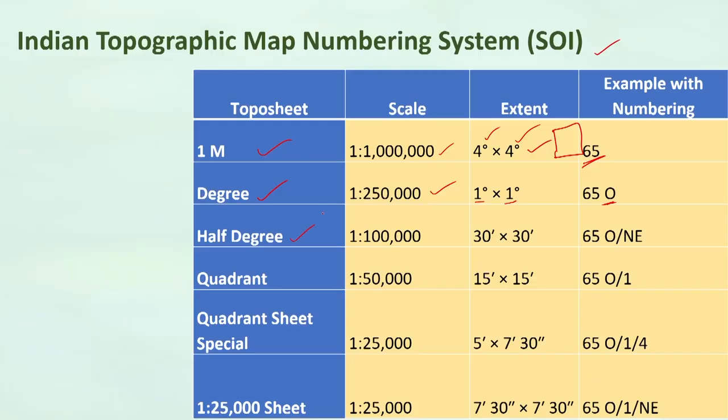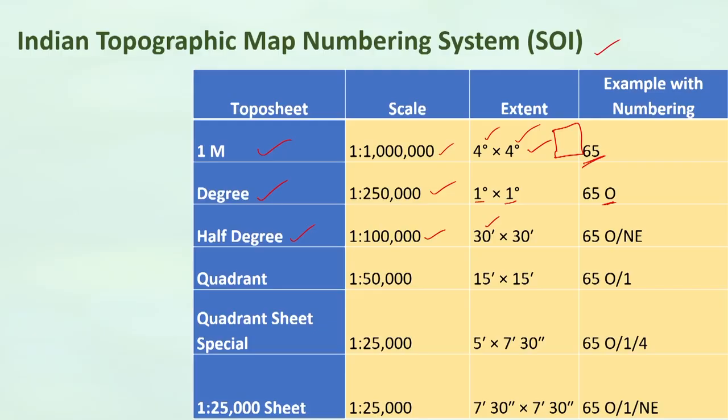Next, the half degree topo sheet. The scale of this topo sheet is 1:1 lakh. It will cover 30 minutes longitude, 30 minutes latitude, right. If you look at the number of this kind of topo series map, it will have first 2 numbers, then 1 alphabet, then a direction. Finally, it will mention 1 cardinal point. Out of 8 cardinal points, it will show 1, right.